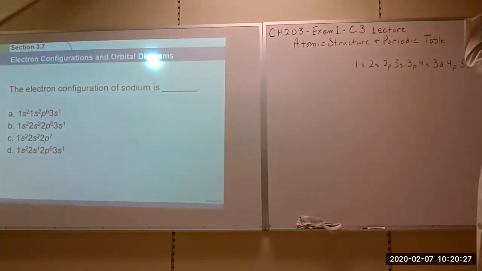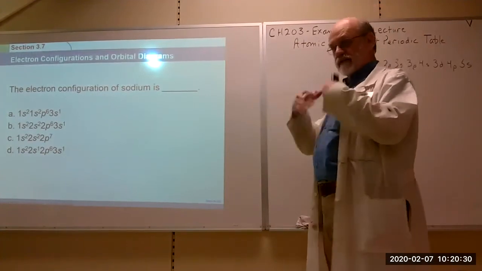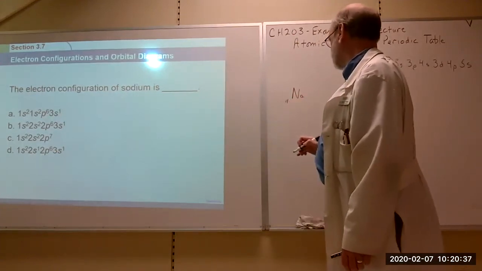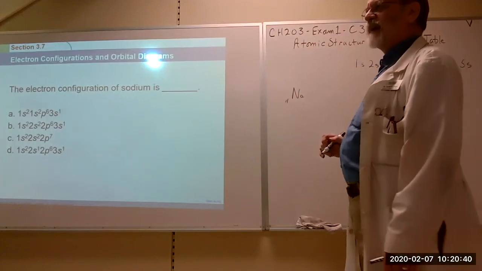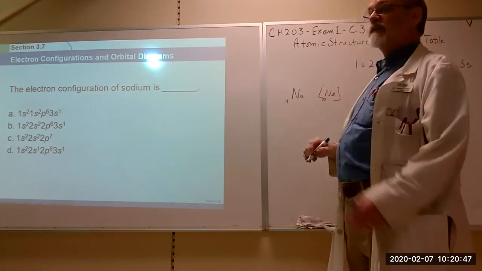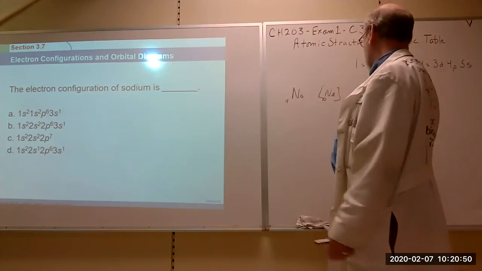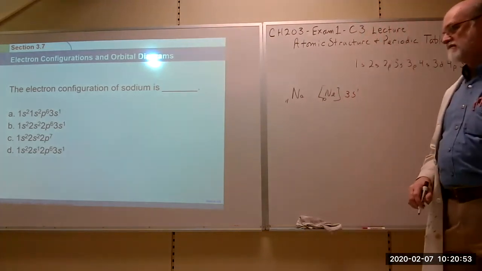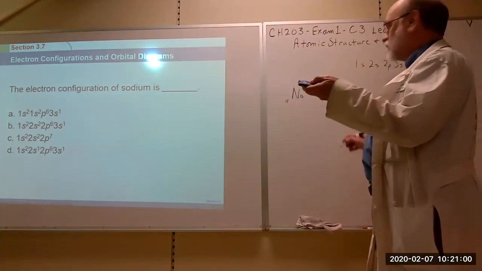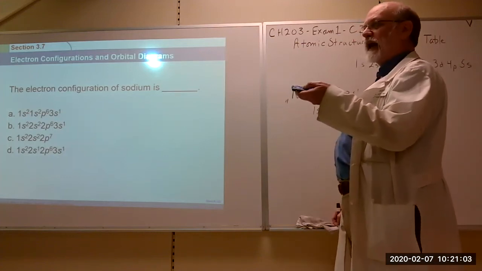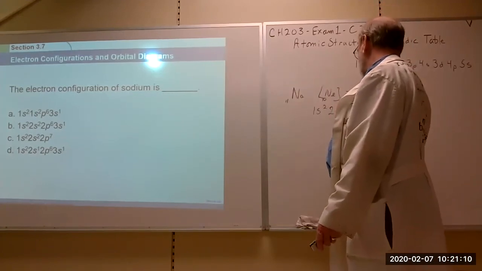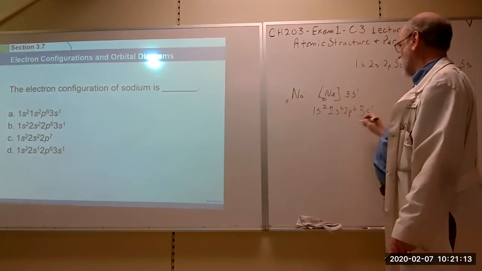The electron configuration of sodium is what? Well, if we use that filling technique, sodium is 11, right? So sodium is being built based on neon, which is 10. And then we've only got 1 electron left over in the 3s orbital. Well, okay, they want the whole thing. So what is neon? Neon is 1s2, 2s2, 2p6, which is 10, and then 3s1.